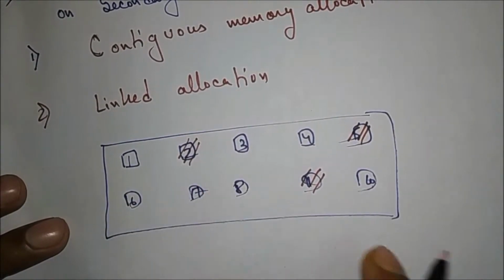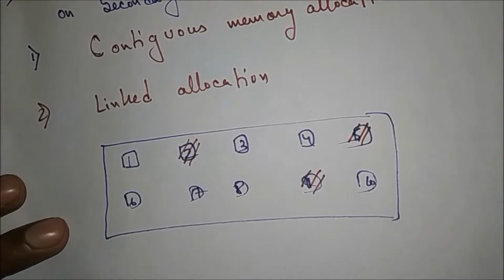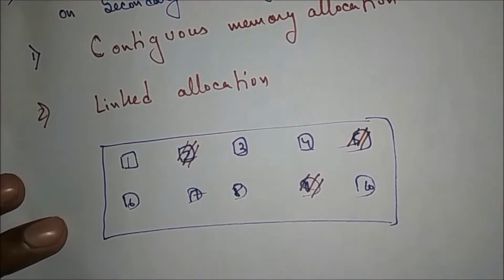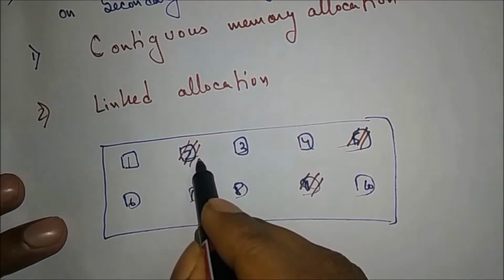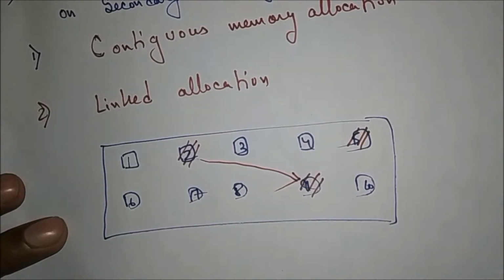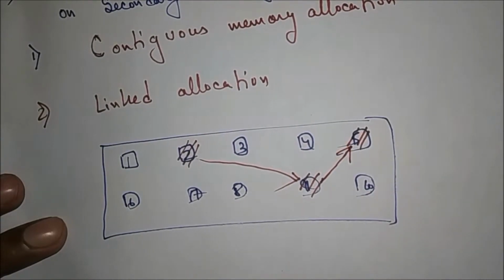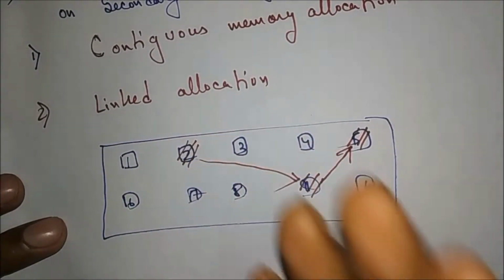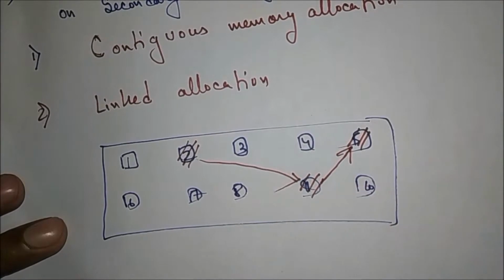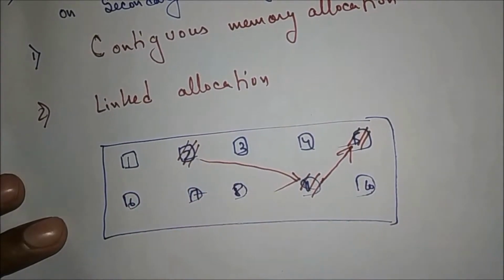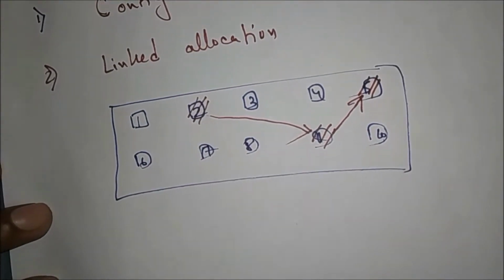Now this is not in contiguous fashion. This is non-contiguous fashion, meaning in linked allocation we store the file with the help of pointers. Block 2 will point towards 9, and 9 will point towards 5. That is non-contiguous fashion, where we break the file into pieces. So the second point is linked allocation.